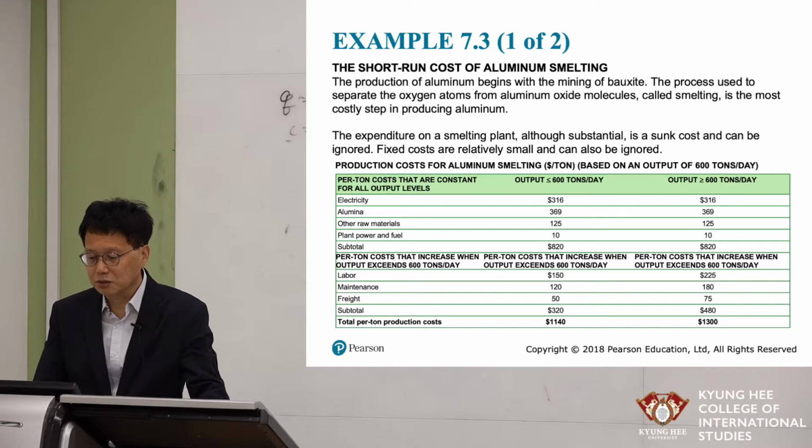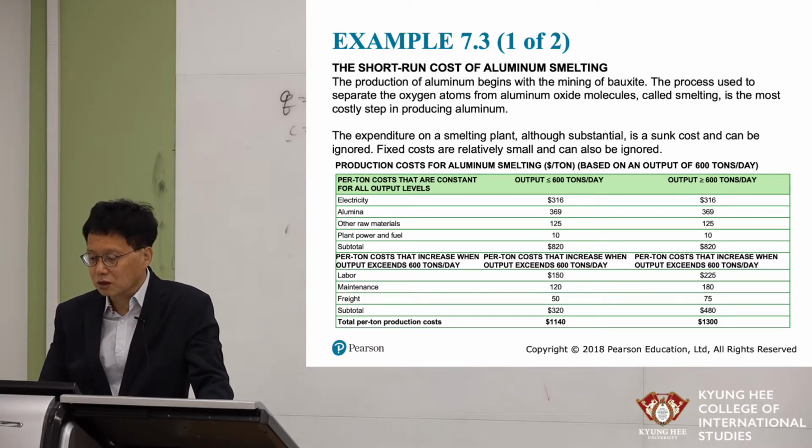Example: the cost of aluminum smelting. The production of aluminum begins with the mining of bauxite. The process used to separate the oxygen atoms from aluminum oxide molecules is called smelting.